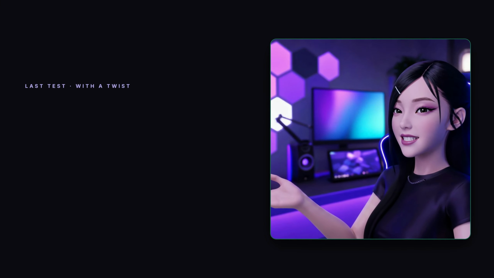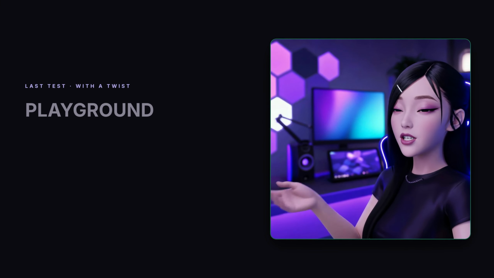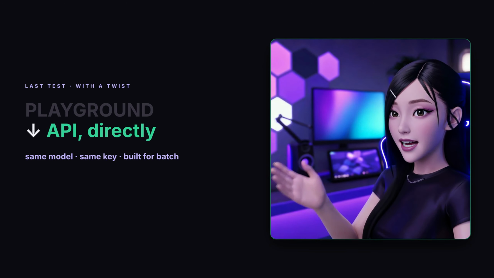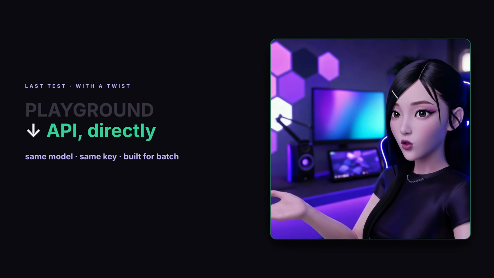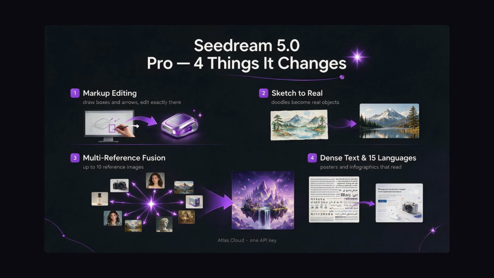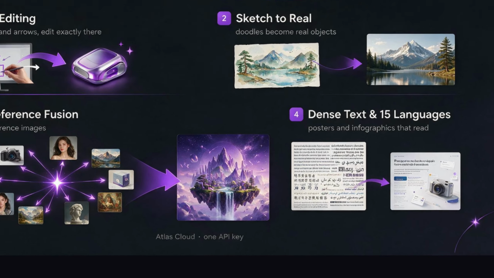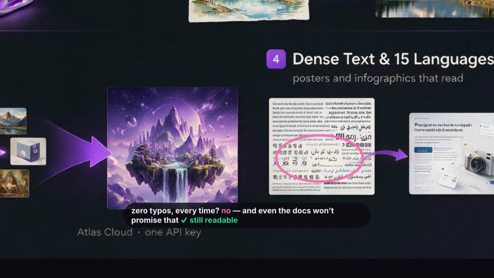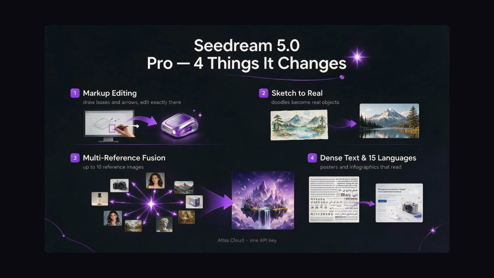Last test, text. And a twist, for this whole section I left the playground and called the API directly. Same model, same key, much faster for batch work. Image models have been embarrassing at text for years, so make an infographic poster recapping this video. 4 sections, real captions, small footer text, and it came back readable, small print included. Will it hit 0 typos every single time? No, and even the official docs won't promise that. But compare it to where we were a year ago.